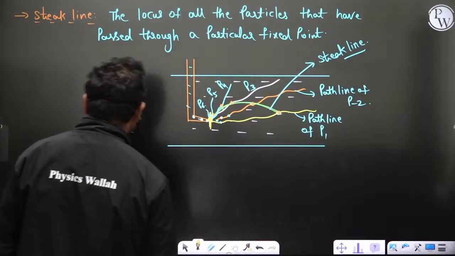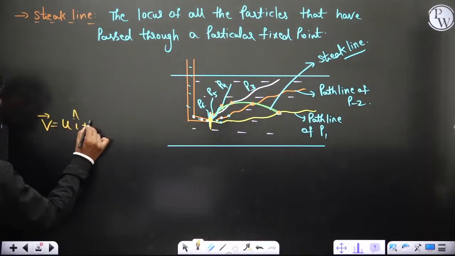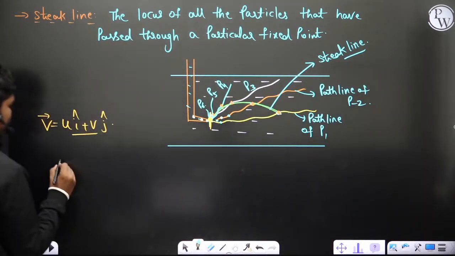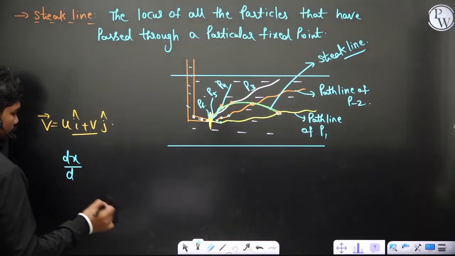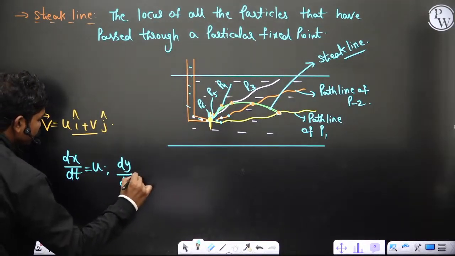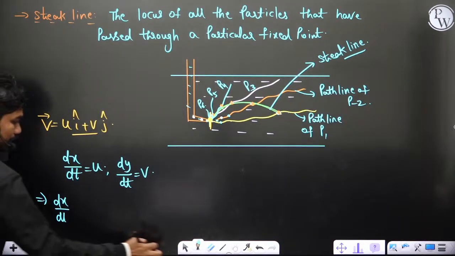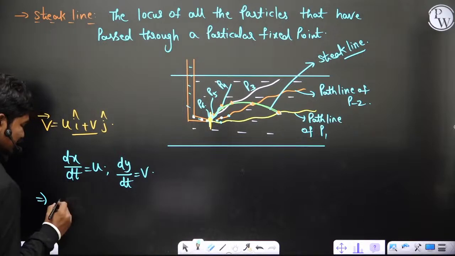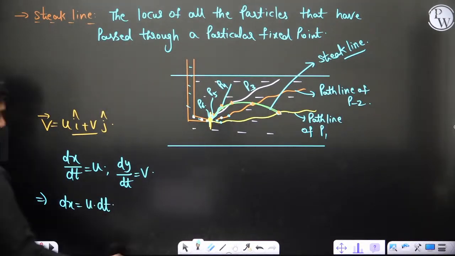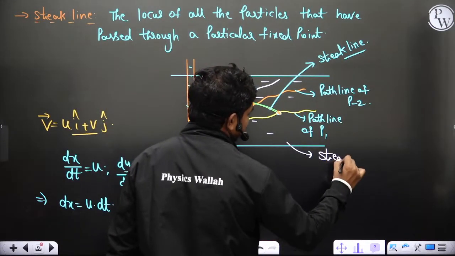Now how do you calculate the streak line? Again, you have a certain velocity profile u i plus v j. Then you know dx by dt is equal to u and dy by dt is equal to v. If you simplify this, dx is equal to u dt, and the streak line is also instantaneous.